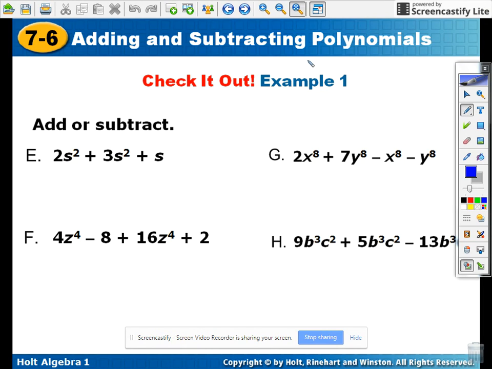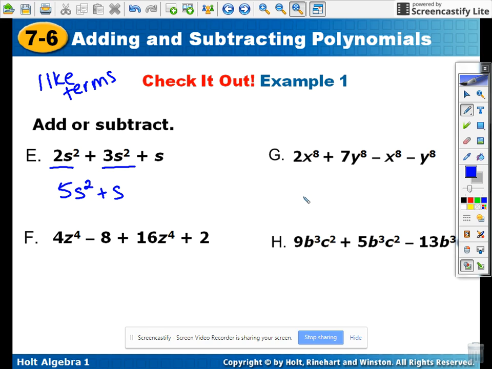And when we're adding and subtracting polynomials, basically we are still looking for like terms. And if you remember, like terms basically meant that we have the same variable raised to the same power. So here, s squared and s squared are like terms, but s is not because it is not raised to the second power. So if we were going to add these together, we would take 2s squared and 3s squared, and together we have 5s squared. And because this s is not raised to the second power, it just follows along.